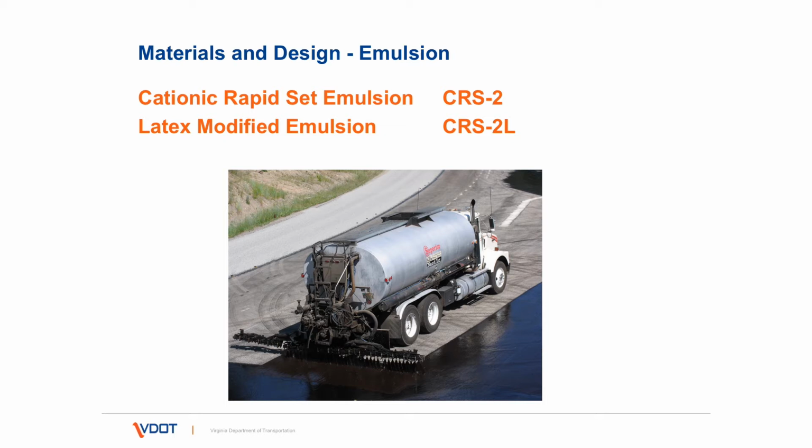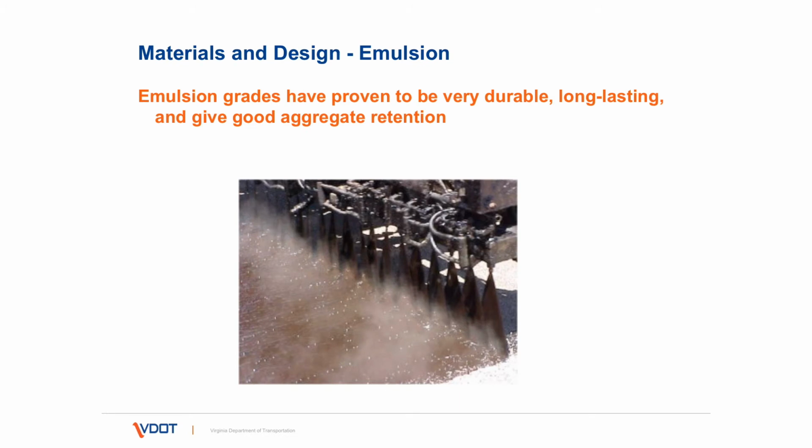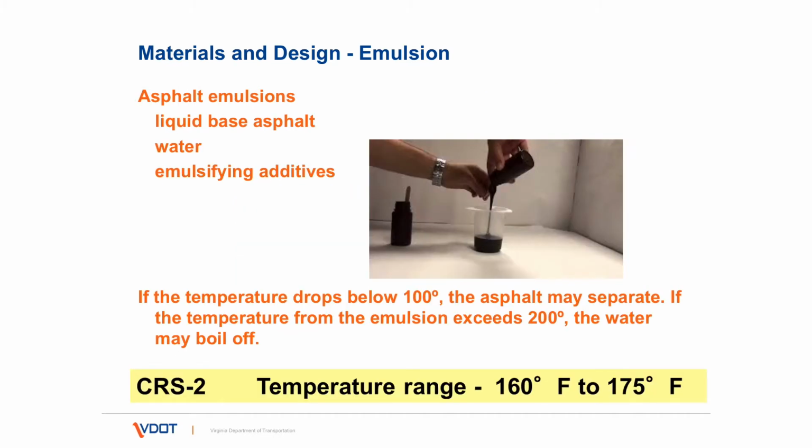Also used is a CRS2L. These emulsions have proven to be very durable and long-lasting and give good aggregate retention of the treatment. The emulsions for surface treatment are made up of a liquid-based asphalt, usually a PG58 or 64, and about 65% water, which is important, we'll talk about later, and emulsifying additives, which are soap type of material.